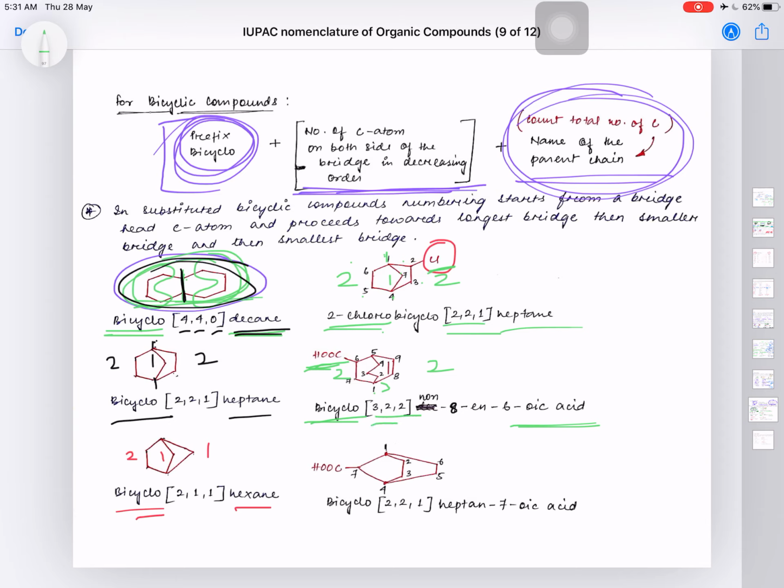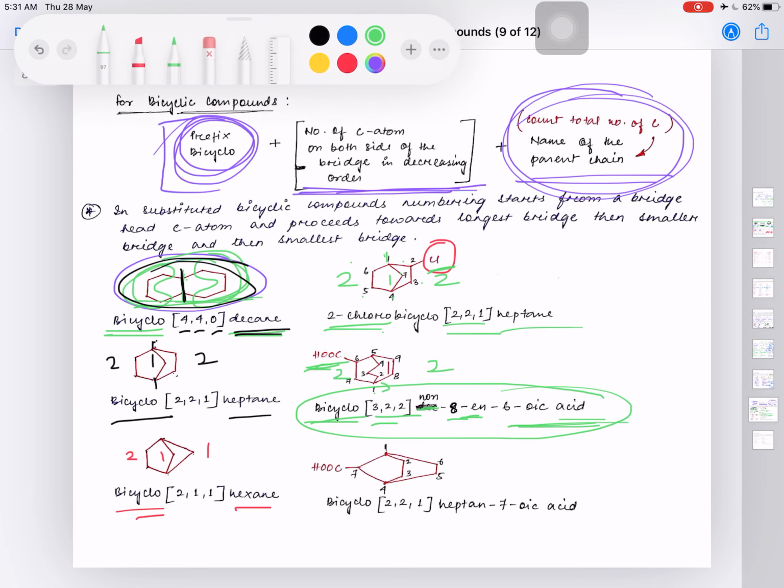Now total you have 9 carbon atoms, so it will be non. In 8 position you have a double bond, so non-8-ene, and in 6 position you have a carboxylic acid functional group. So this is the IUPAC nomenclature of this compound. Okay, numbering is the same, you just have to follow the numbering so that the functional group gets the least possible number, and then multiple bonds, and then any substituent if present.